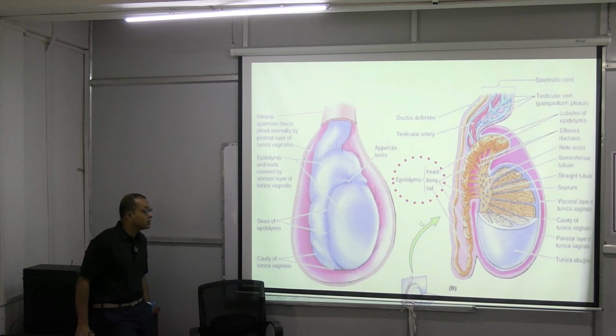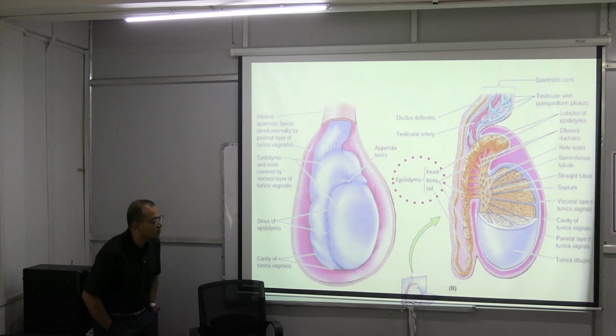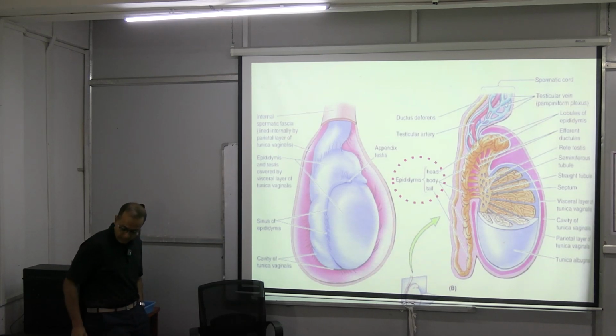So, we have to know the parts of the epididymis: head, body and tail, and then the vas deferens, which runs in the contents of the spermatic cord. The contents of the spermatic cord include the vas deferens, which is the thick content. Along with that, we have the veins, which we call the Pampiniform plexus. The Pampiniform plexus forms a common vein, which we call the gonadal vein.